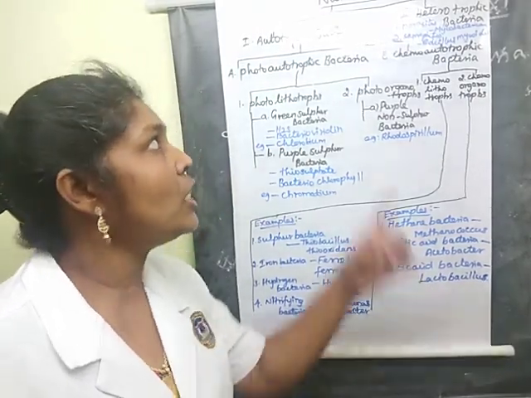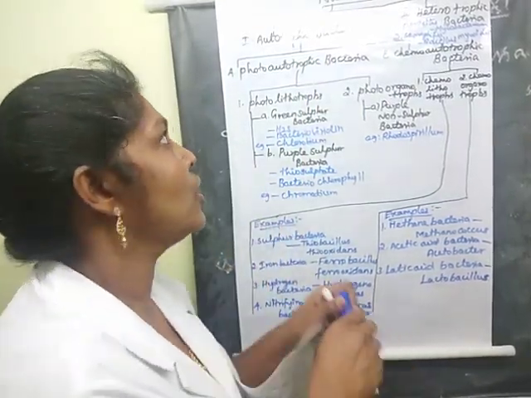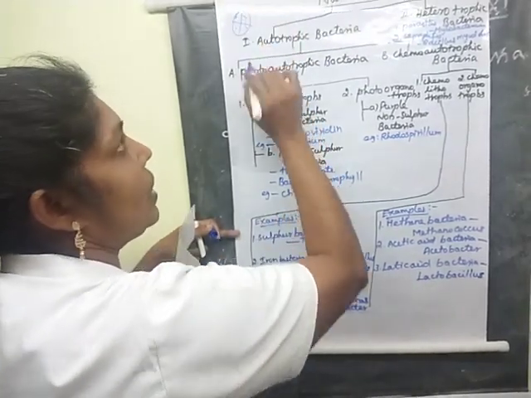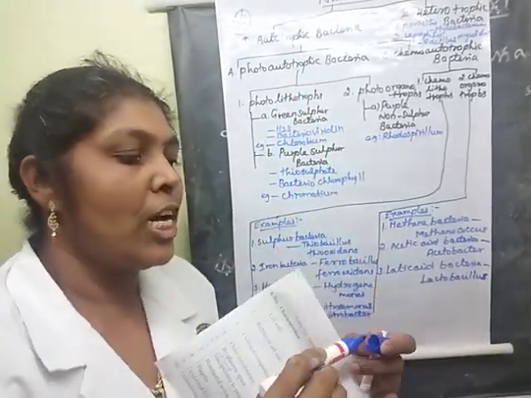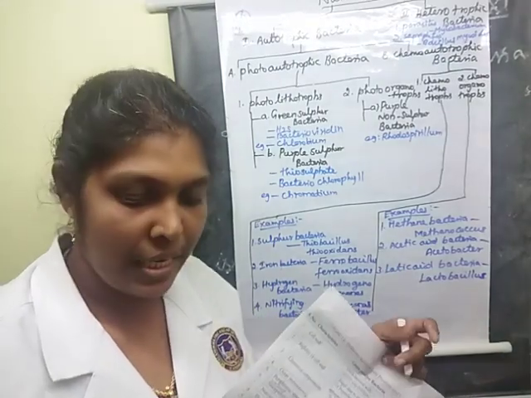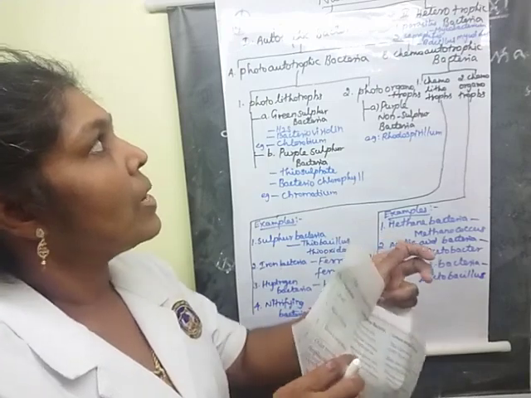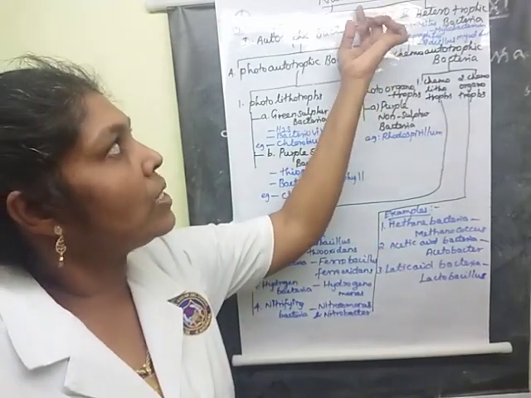Clear, children? This is one of the very important 5-mark questions: write an account of nutrition in bacteria. If they ask this 5-mark question, write it. Once again, I will repeat this one.